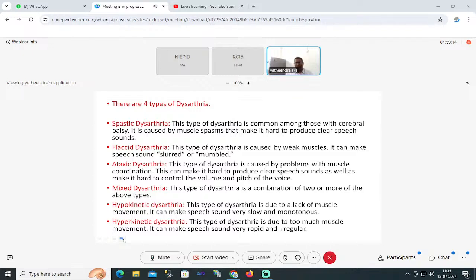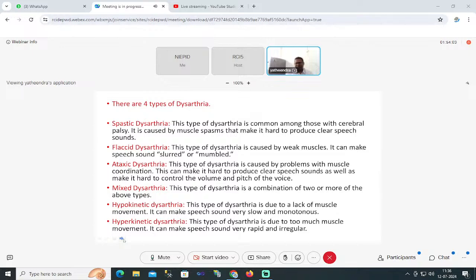Ataxic dysarthria. This type of dysarthria is caused by problems with muscle coordination. This can make it hard to produce clear speech sounds as well as make it hard to control the volume and pitch of the voice. The volume increases in oral and nasal cavities because of the amplification. If the volume is reduced within the oral cavity and nasal cavity, there is low volume, meaning inaudible speech, and the pitch of the speech will also be affected.